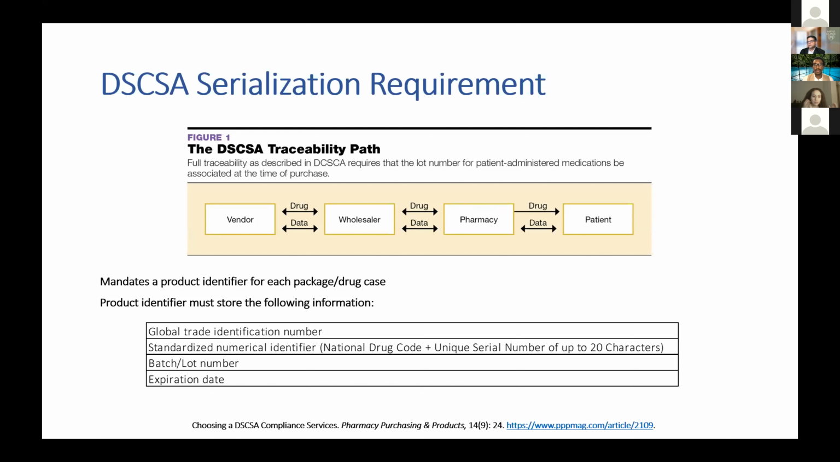And this serialization requirement specifically mandated a product identifier for each individual unit, each package or each drug case. And that product identifier must store the following information. It had a couple of mandates: a global trade identification number, a standardized numerical identifier with a US national drug code, and then a unique serial number of up to 20 characters. The batch and lot number, so you could quickly determine who else might be affected by a counterfeit medication or some type of outbreak, and then an expiration date as well.